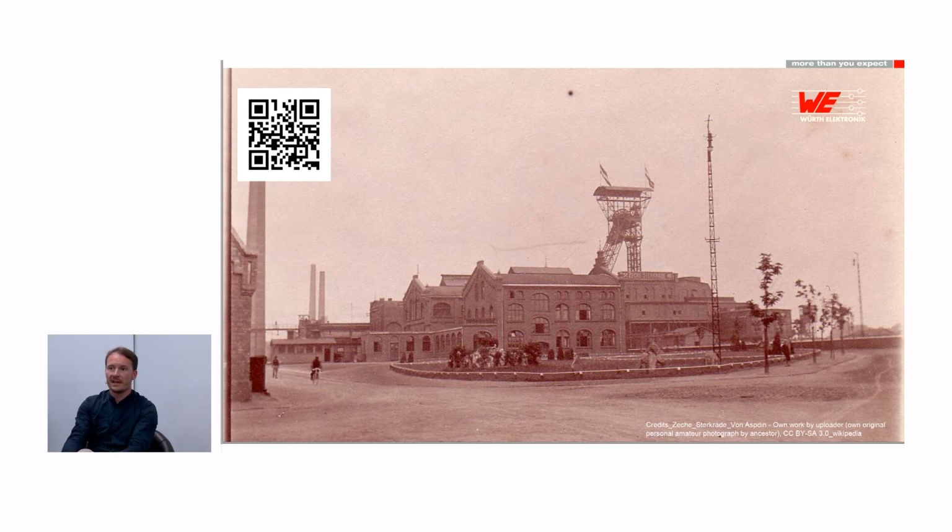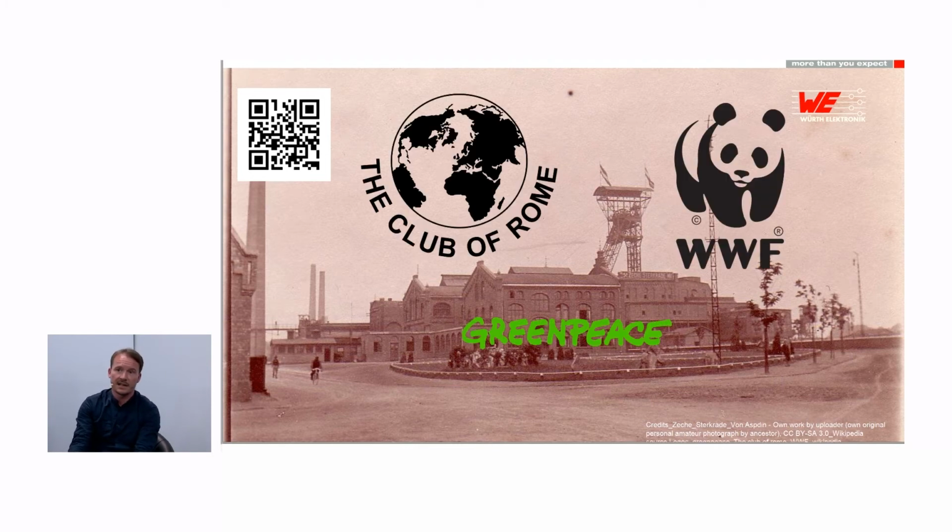So there were associations, hopefully, to point that out. Next slide, please. Like the Club of Rome, the WWF, or Greenpeace, they were founded in the 50s and 60s to point out, hey, what you're producing, please don't produce crap. Have a look at that and how to move forward.